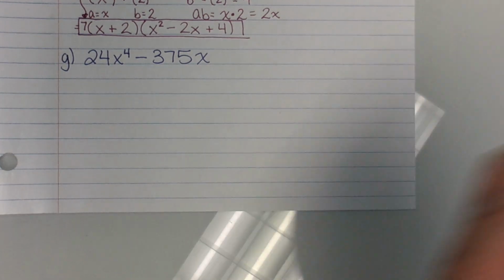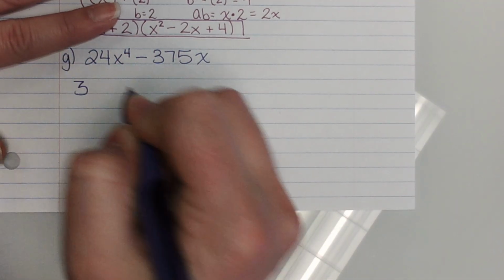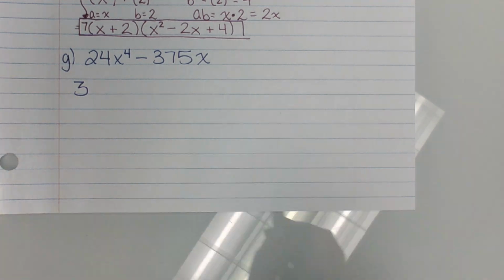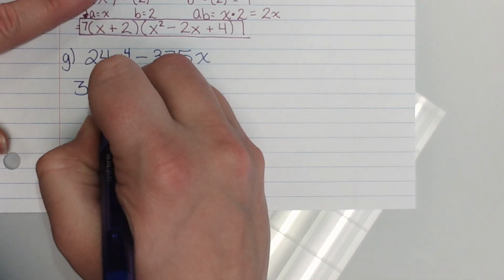But if I said 3 is not the GCF, could you tell me why? Because it has x. Because they both have x's, which means I can also factor out x.